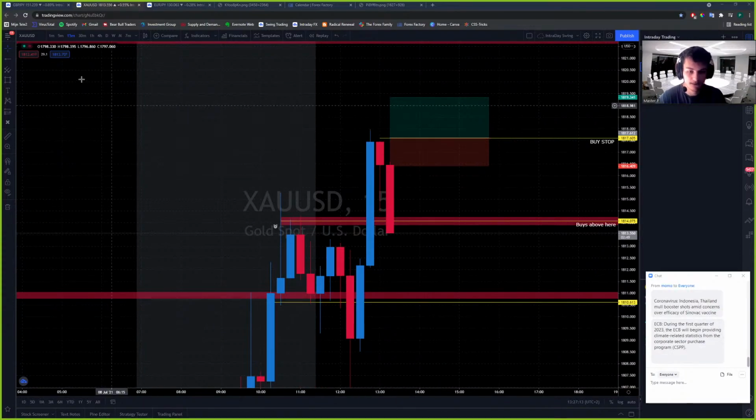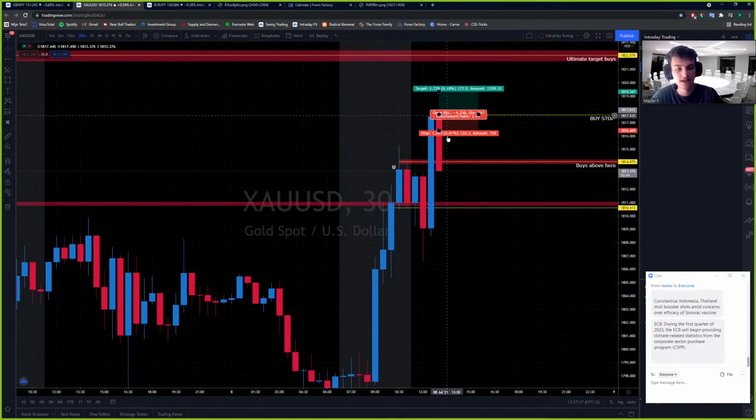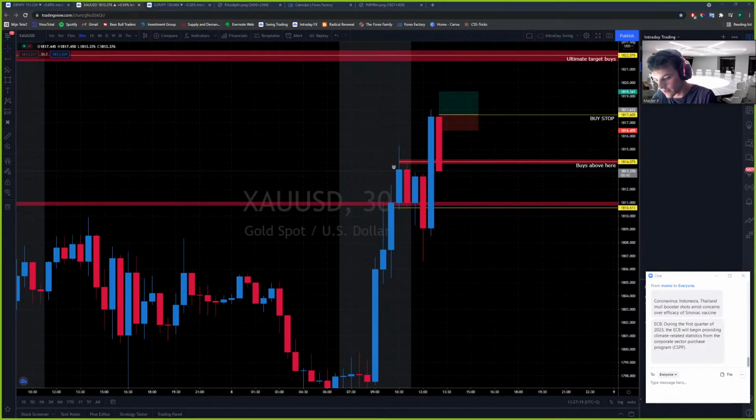Yeah, so at this point, it looks like the 30-minute is gonna close back inside the range, so I'm probably gonna delete this buy stop. So it didn't get triggered. No harm, no foul.